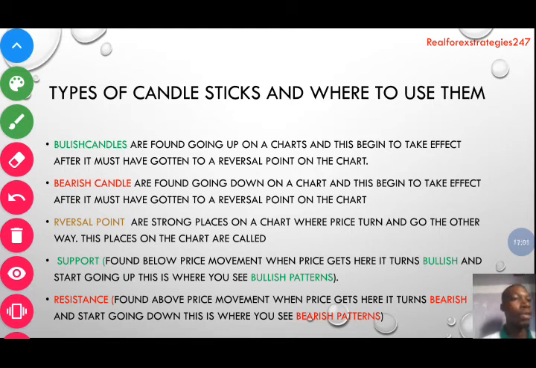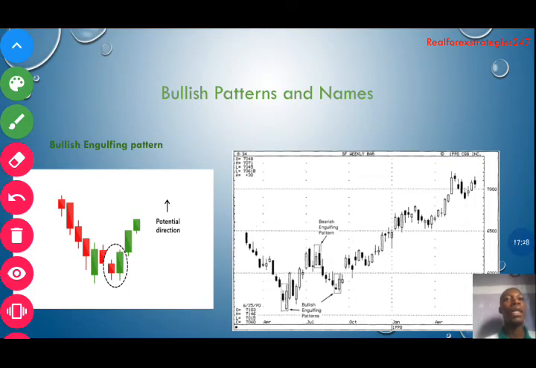When price gets to a resistance, the reversal point before you start seeing bearish patterns is a resistance. Now that is the reversal point for a bearish pattern, a red candlestick, a candlestick that is going down. So when it gets to a resistance, you start looking for this bearish pattern. We're going to be talking about this bearish pattern later. So moving on. Now, this is an example of a bullish pattern.